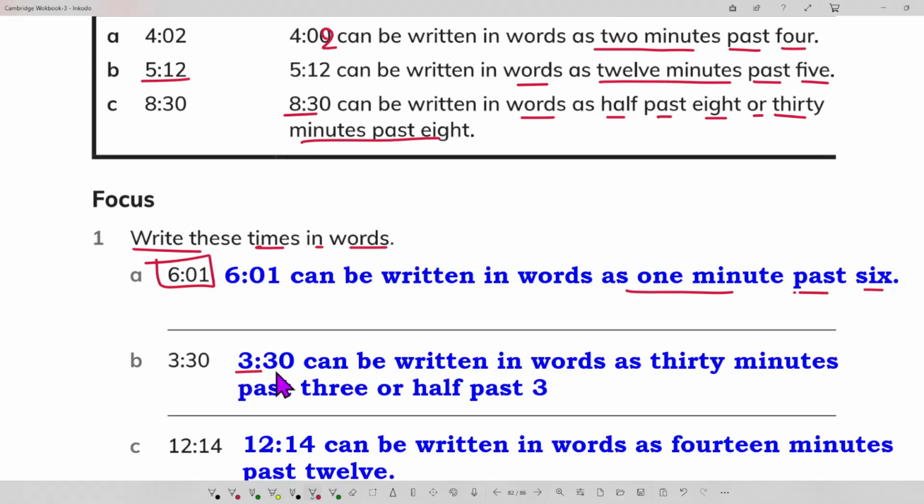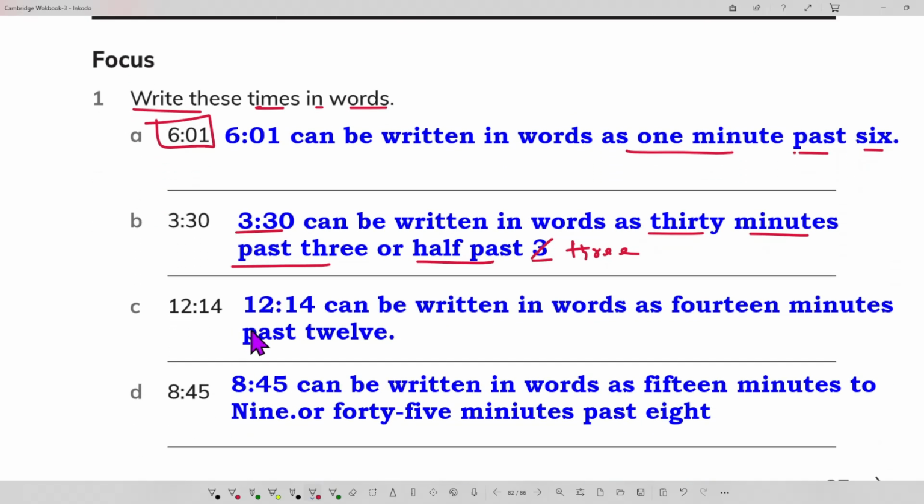Same, 3:30, we can say two ways. One, 30 minutes past 3, or half past 3. Okay, next, 12:14 can be written in words as 14 minutes past 12. And finally, 8:45 can be written in words as 15 minutes to 9.